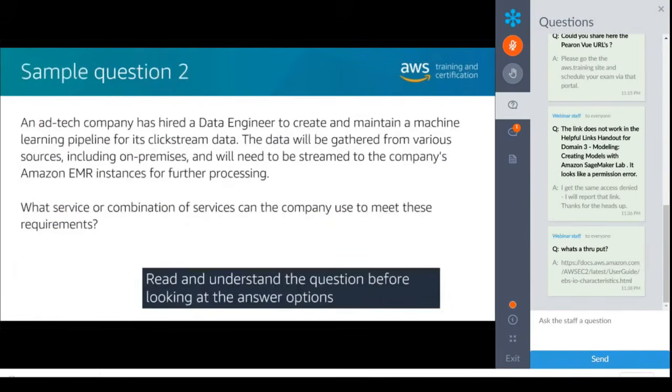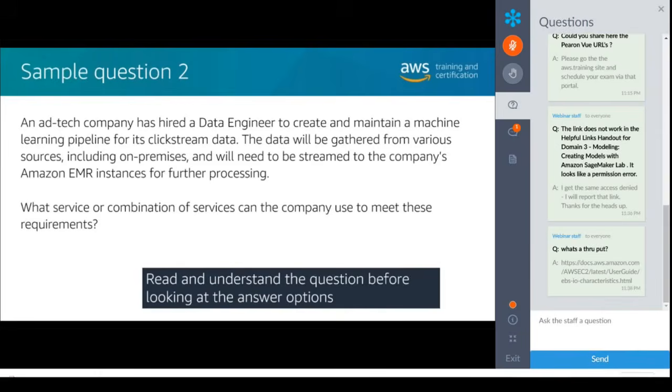What about this? An ad tech company has hired a data engineer to create, maintain machine learning pipeline for its clickstream data. Data will be gathered from various sources, including on-prem, and will need to be streamed to the company's EMR instances for further processing.